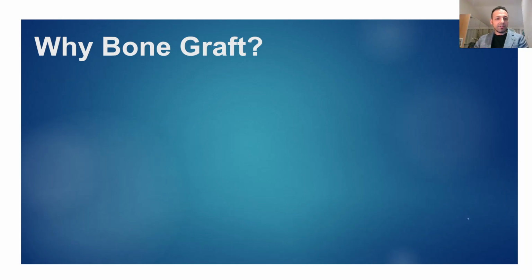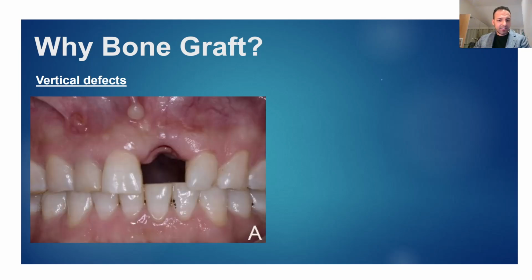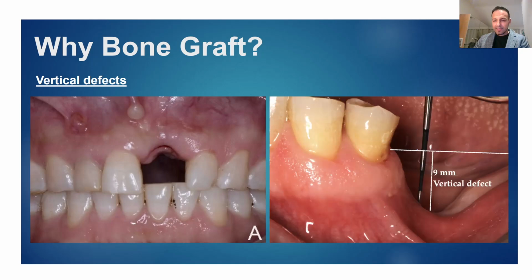So why do we bone graft? Well, also vertical defects, and you can see here an extraction and we've got a vertical defect there, and then we also develop really bad vertical defects over time. You can see here 9 millimeters loss in the mandible.